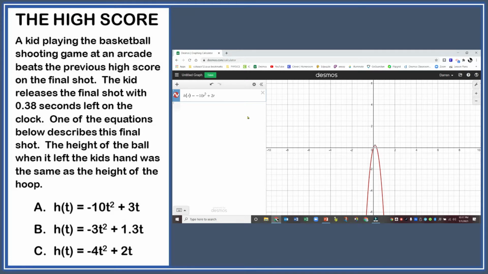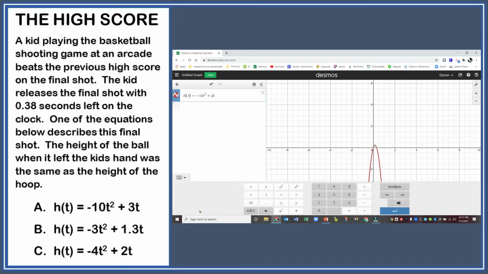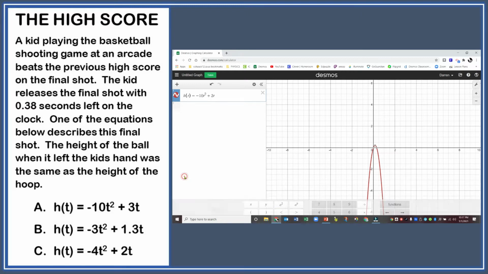Remember, when you're typing the exponent into the Desmos calculator, there are two ways to do it. You can either use Shift 6, which is the caret key, to make the exponent, or you can go down to the keyboard key and use the a to the second power key, and that will give you your exponent.